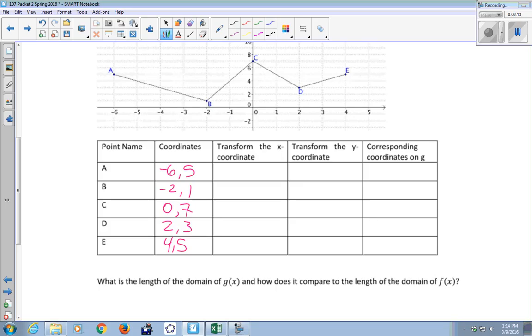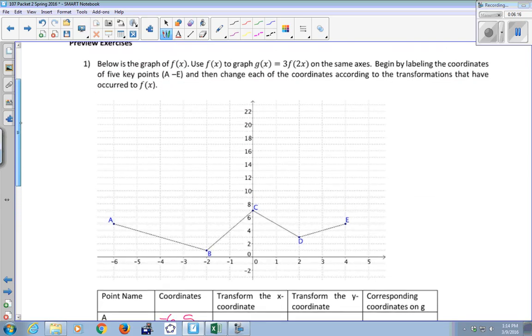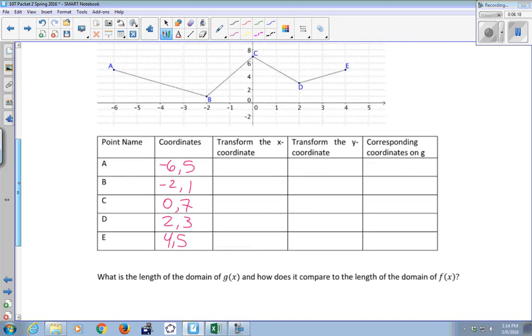All right, so I want to transform the coordinates. I'm trying to graph 3 times f of 2x. I'm just going to write that down here: g of x is 3 times f of 2x. That 3, is that a vertical or a horizontal change? Vertical, because it's outside of f. So to transform my y coordinates, you just do exactly what you'd think: multiply by 3. You're going to take your y times 3.